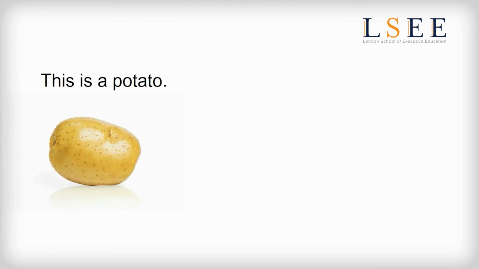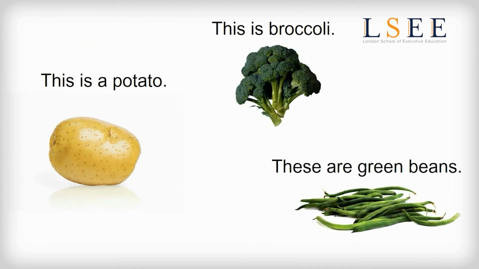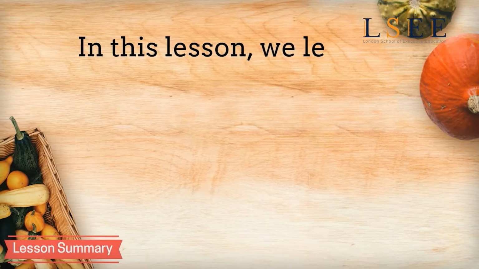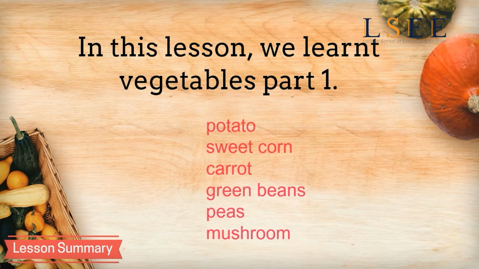This is a potato. This is broccoli. These are green beans. In this lesson, we learnt Vegetables Part 1. Potato, sweet corn, carrot, green beans, peas, mushroom.